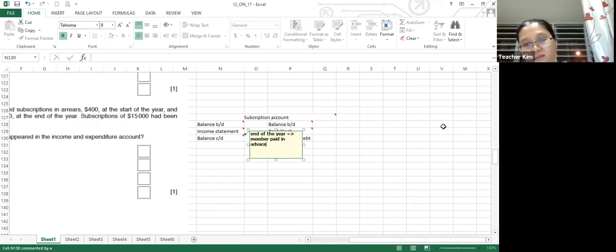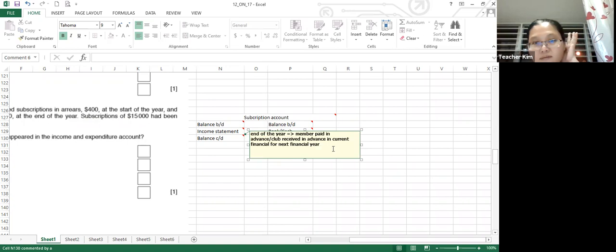Advance or club receive in current financial year for next financial year. So in this situation, this will be the current liability to the club.